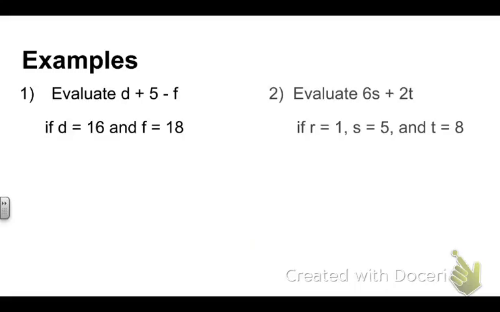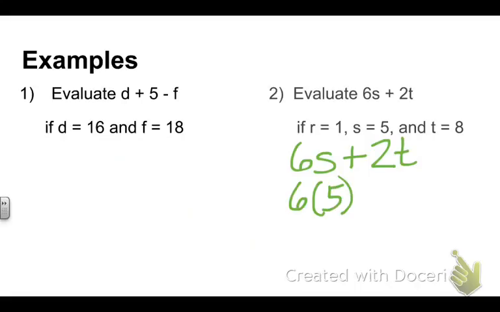Alright, our final example here. Evaluate, solve, 6s plus 2t if r equals 1, s equals 5, and t equals 8. Now, I don't have an r in here, so you don't need to worry about it, but s is going to be 5 and t is going to be 8. So, get in good habits, rewrite 6s plus 2t. So instead of 6s, I'm going to put 6 times 5.